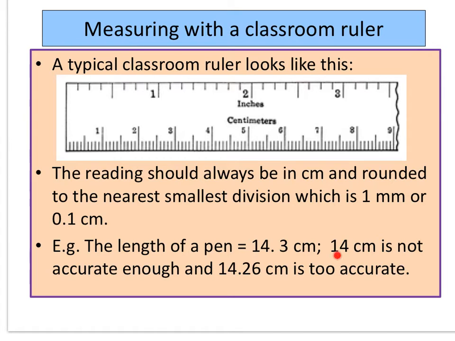If we put down 14 centimeters, that's not quite accurate enough. We can do better than that. But if we put down 14.26 centimeters, that would be too accurate. We can't really read to the tenth of a millimeter.